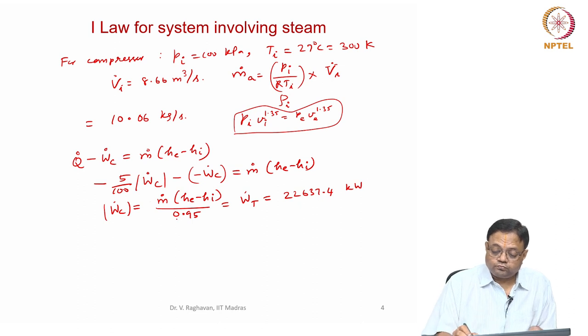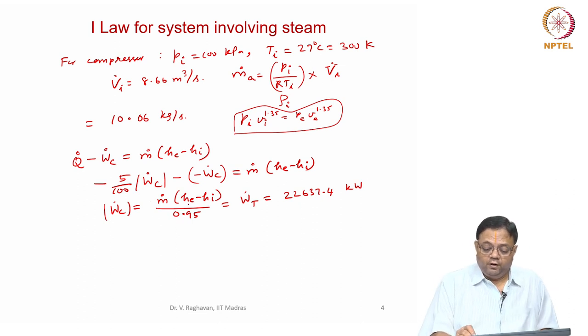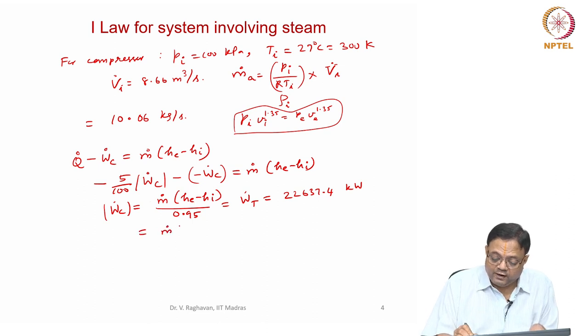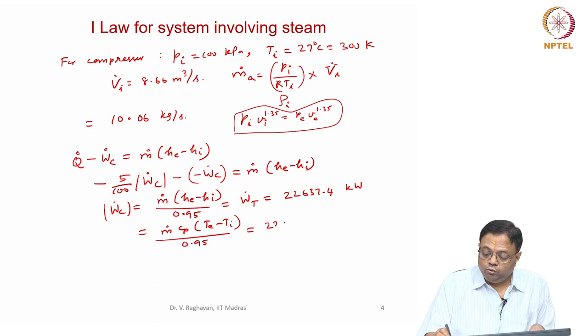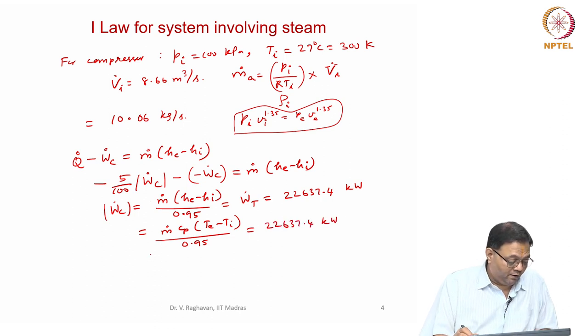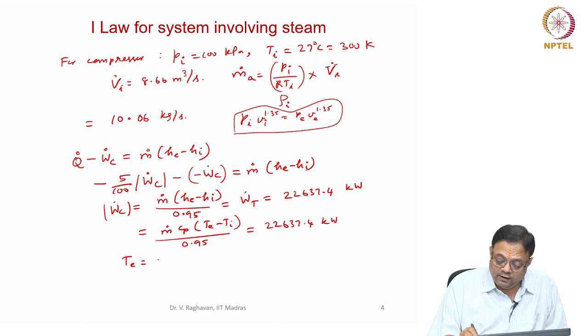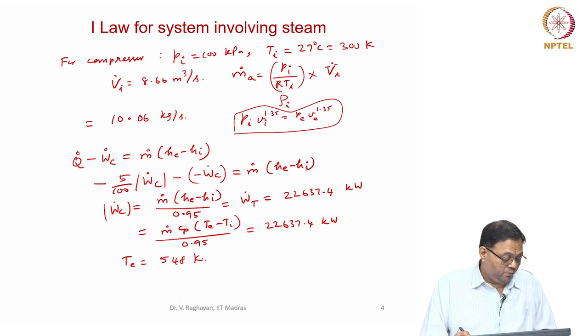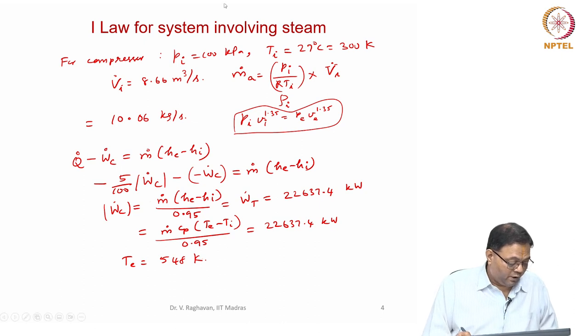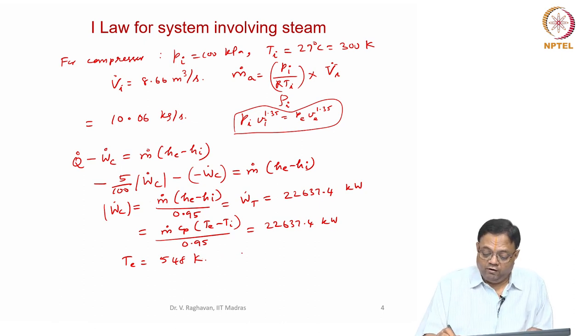So now, please see this. I don't know the exit temperature. So, I can now find the exit temperature from this: M dot Cp into Te minus Ti divided by 0.95 equal to 22637.4 kilowatts. From that, I can find Te as 548 Kelvin. Okay, now I will find the pressure.